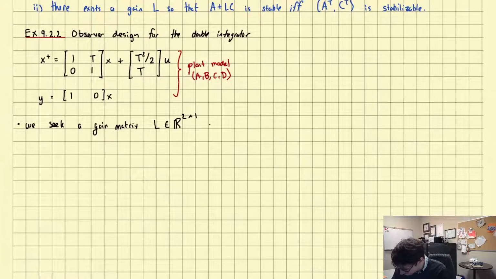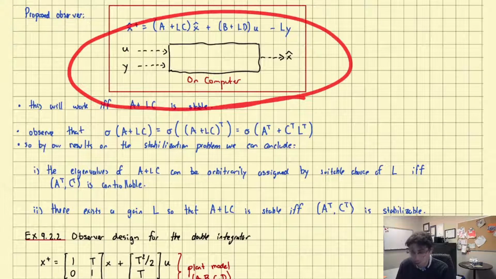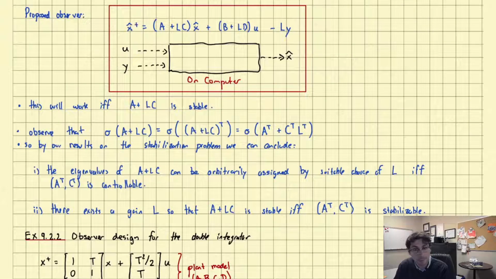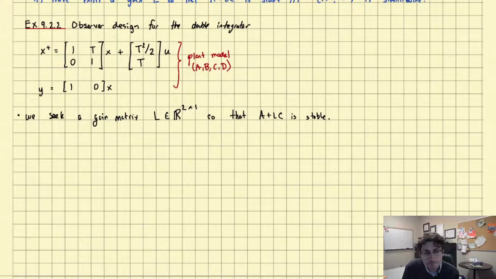So that A plus LC is stable, and if we can find such a gain, then we implement our observer like so, right? That's our observer. So we want to design this L.